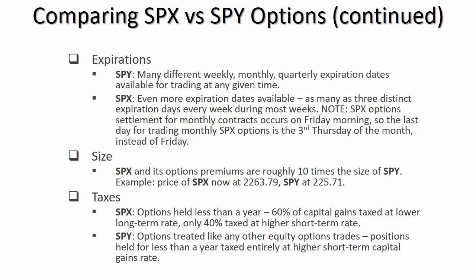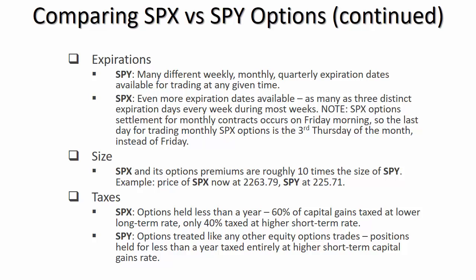Expirations. SPY has many different weekly, monthly, and quarterly expiration dates available for trading at any given time. But SPX has even more expiration dates available, amounting to as many as 3 distinct expiration days every week during most weeks. At the same time, though, it should be carefully noted that SPX option settlement for the monthly contracts actually occurs on Friday morning, which means that the last day for trading monthly SPX options is the third Thursday of every month instead of Friday. This can confuse many options traders as well as create significant issues for borderline options positions on SPX.